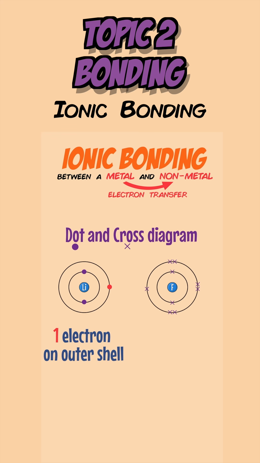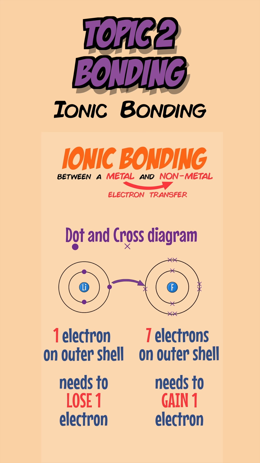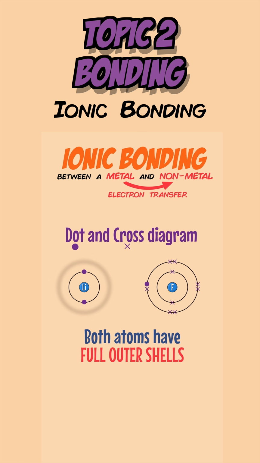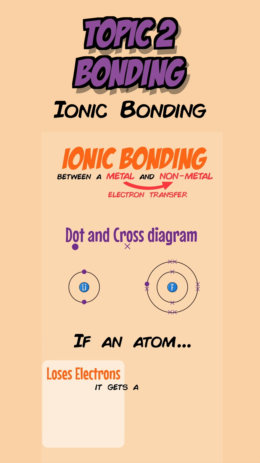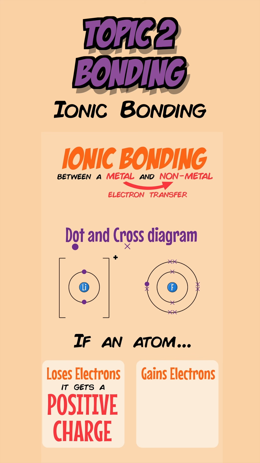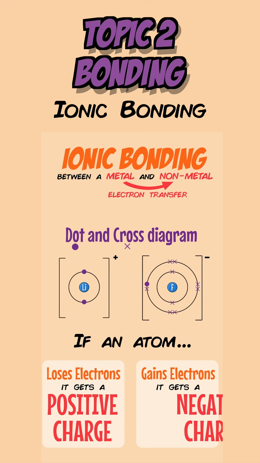Lithium has 1 outer shell electron and fluorine has 7. The best way for both atoms to get a full outer shell is for lithium to transfer 1 electron to fluorine. This gives both atoms full outer shells and makes them stable. As lithium loses 1 electron, it gets a charge of +1, and fluorine gains 1 electron, so it gets a charge of -1.